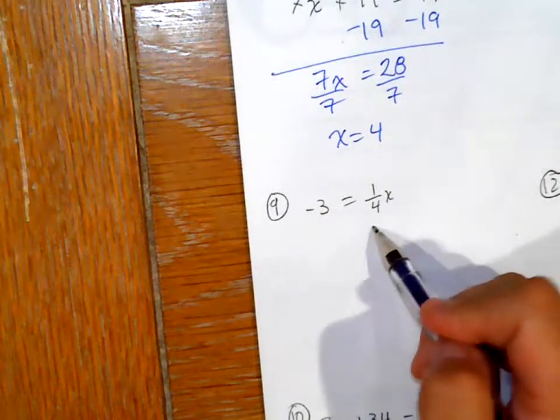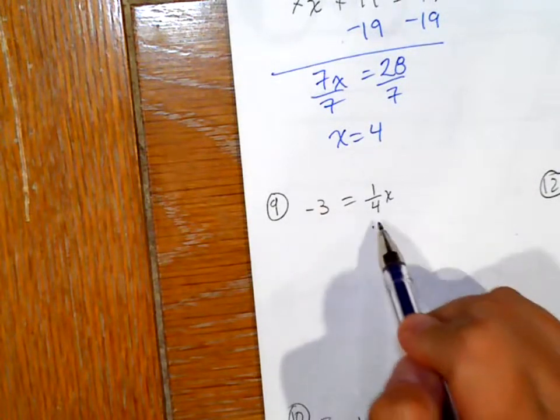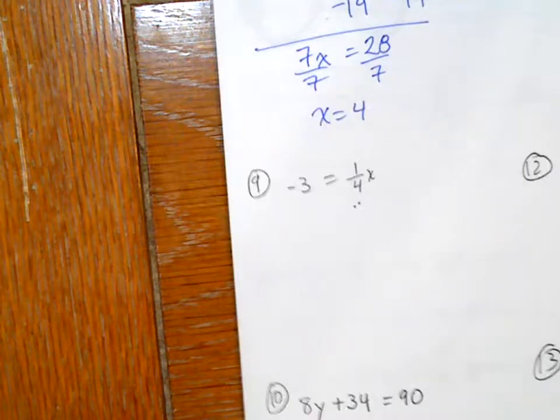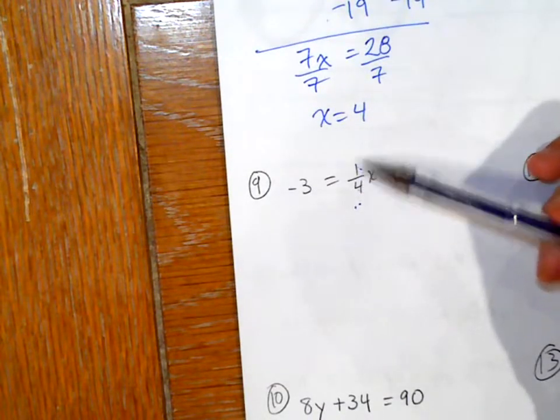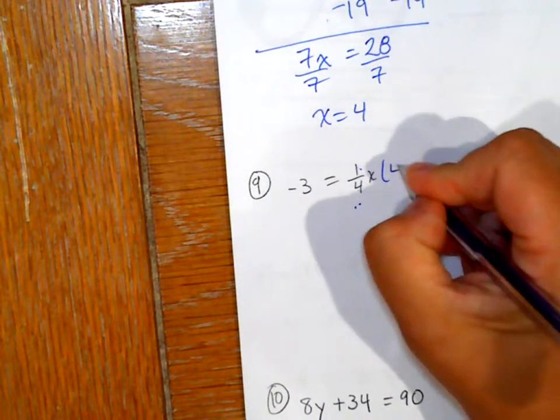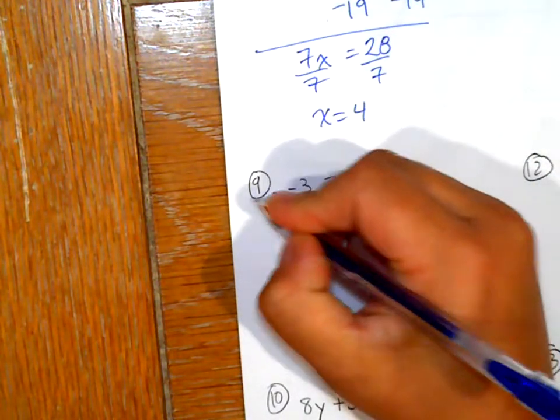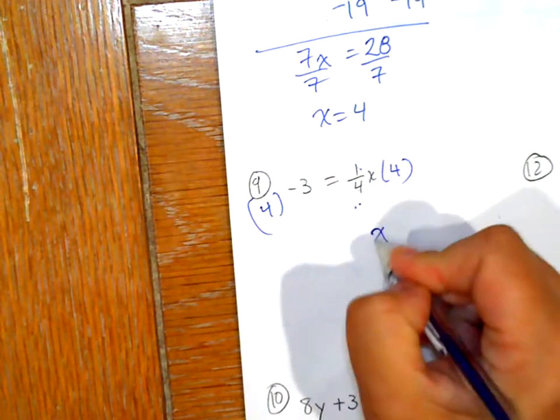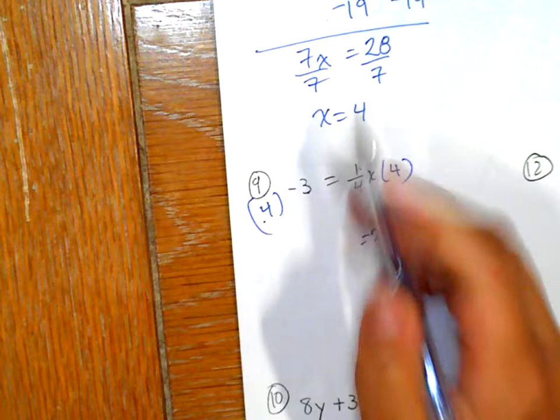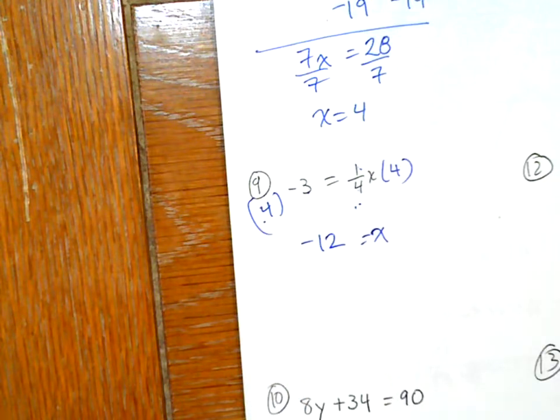This problem right here, very missed on the last exam. Remember, this is a division. It's 1/4. We need to multiply both sides by 4. And you're going to get x is equal to 4 times a -3, which is -12.